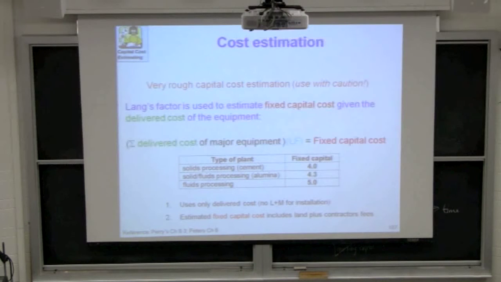Okay? The cost of getting things up and running and installed and working properly is far, far greater than the equipment itself. And that was what Wednesday's class, when we went through that list, made you realize that quite quickly. Now, it is a little bit different. Can anyone think of, and maybe just discuss, why it would be a little bit more for a fluids processing plant than a solids processing plant?